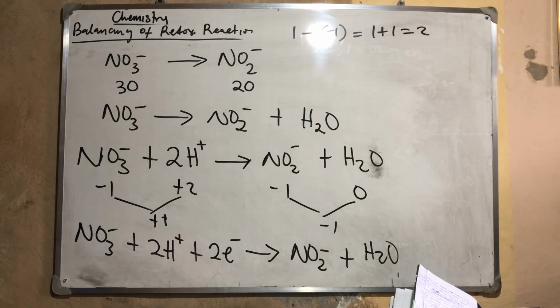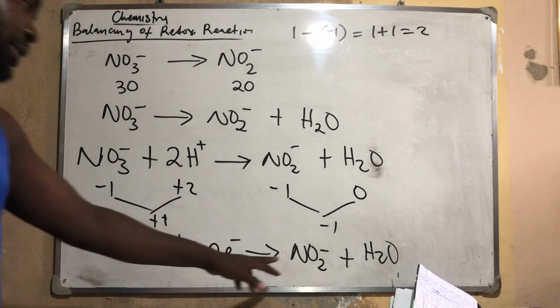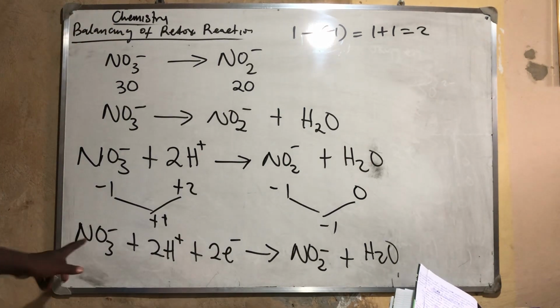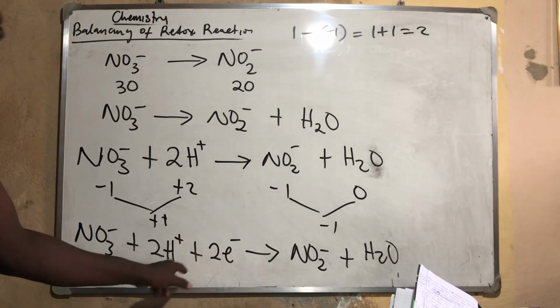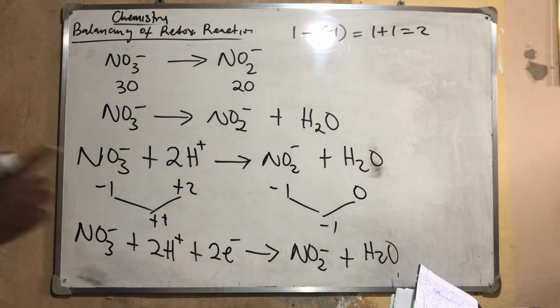So let us check if it is balanced. Remember, we said that it will be balanced in all aspects. Nitrogen is just 1 here. Nitrogen is just 1 here. Balanced. Oxygen is 3 here. Oxygen is 2 plus 1, 3. Hydrogen is 2 here. Hydrogen is 2. So all the atoms or all the elements are balanced.